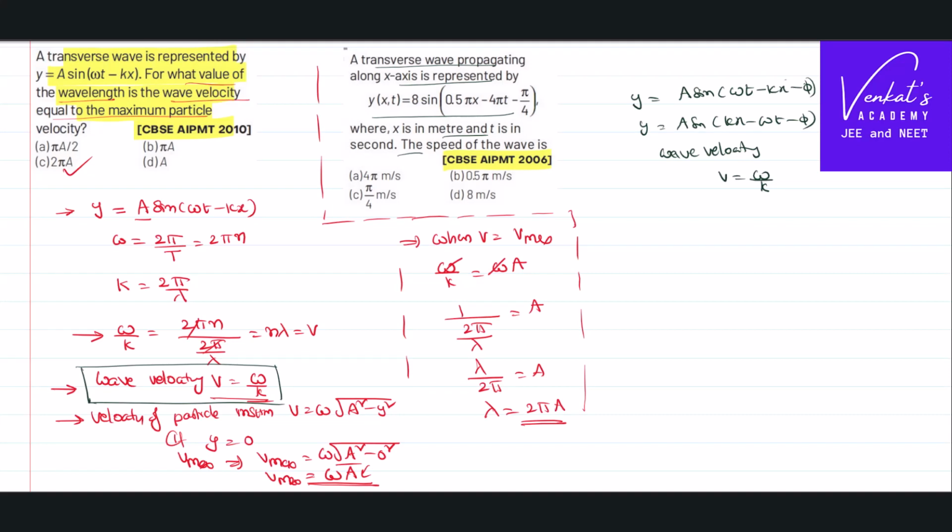So what is in the place of omega? Omega is the coefficient of t, so here it is 4 pi. k is the coefficient of x, that is 0.5 pi. So pi and pi cancel. 4 by 0.5, and 0.5 is half, so 4 into 2 is 8 meter per second. So the answer for the problem is 8 meter per second.